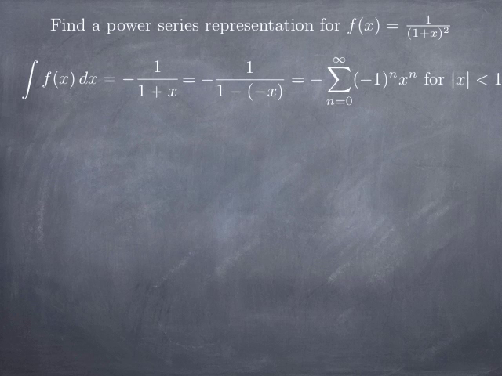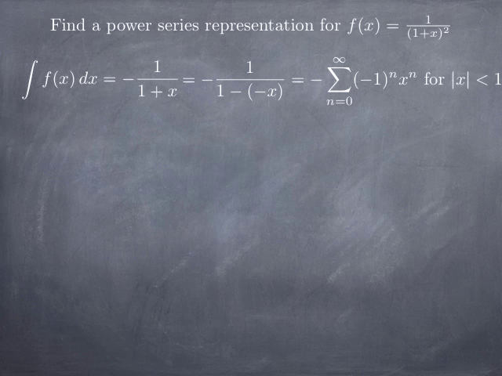I can write 1 over 1 plus x as 1 over 1 minus negative x, and this way I obtain the sum of the geometric series of first term 1 and common ratio negative x. So I get the sum from 0 to infinity of negative x to the n, which I can write negative 1 to the n x to the n, and that's for the common ratio negative x less than 1 in absolute value, which is the same condition as asking the absolute value of x to be less than 1. So that's for an antiderivative of f. We have this type of power series representation.